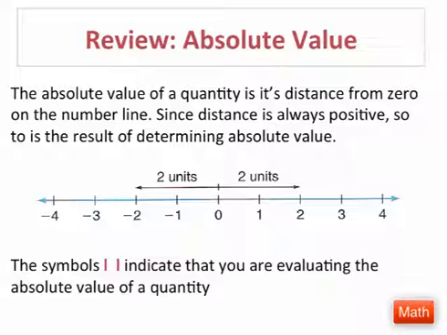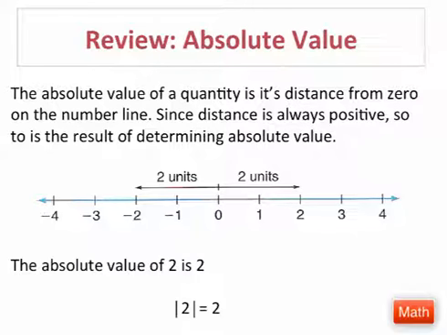Before we start solving the equations, let's review what it means to be an absolute value of a quantity. The absolute value of a quantity is its distance from zero on the number line. Since distance is always positive, so is the result of an absolute value. So we use these straight brackets to indicate that we are measuring how far a value is from zero on the number line. And it's really important to remember as well that there are often two distances that have the same absolute value, one in the negative distance and one in the positive distance.